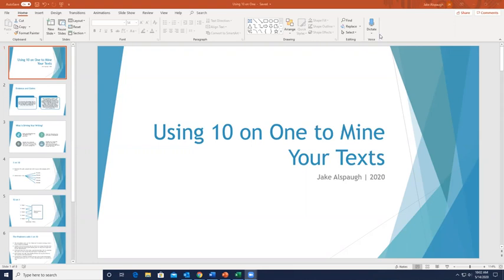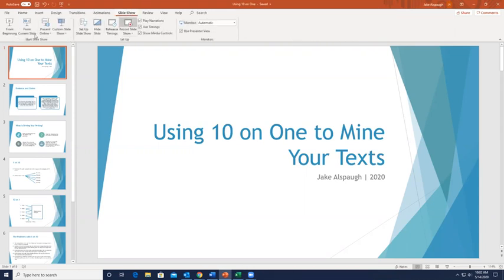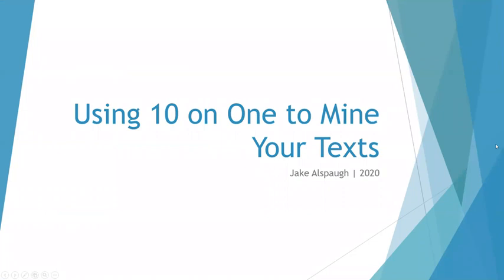Today we're going to be talking about how to mine your text using the 10-on-1 technique described in Writing Analytically. And just a quick note, I'm going to use the word text to describe materials that you might be working with during your time in class. But text could be literally a text, so a piece of fiction that you've been assigned to read. It could be nonfiction, but text could also just be anything that you're assigned to work with.